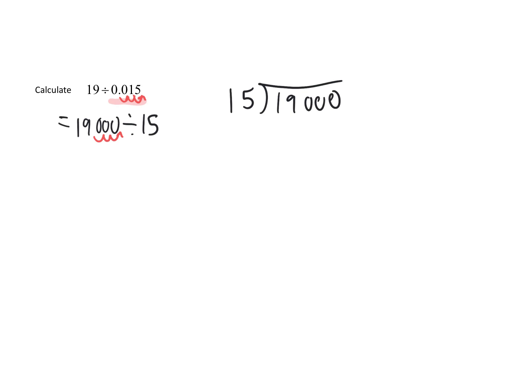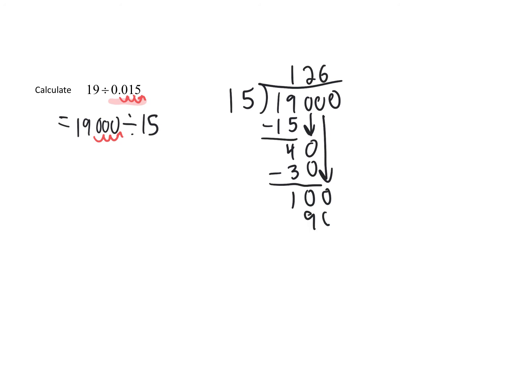Now 15 goes into 19 once. 1 times 15 is 15. Subtract and we get 4. Bring the 0 down. 15 goes into 4 twice. 2 times 15 is 30. Subtract, we get 10. Bring the 0 down. 15 into 100 goes 6 times. 6 times 15 is 90.